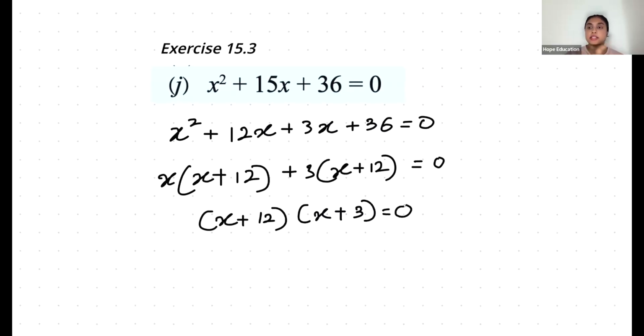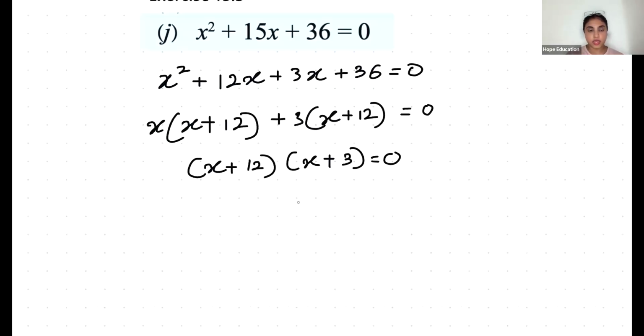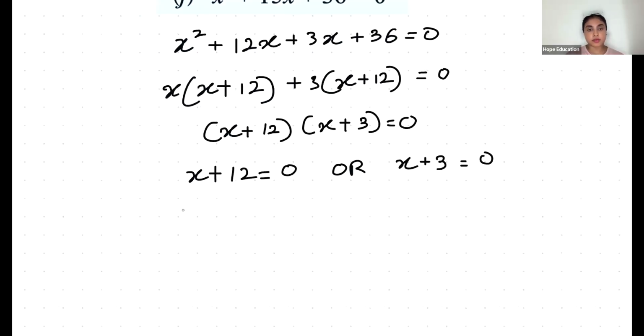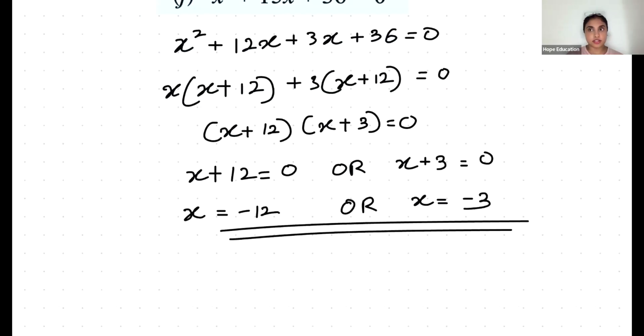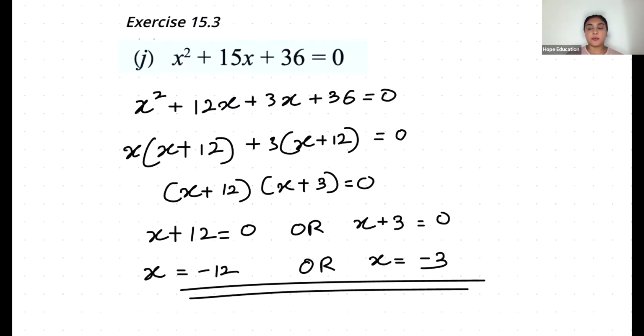So the product is 0, which means one of these two is 0. So x plus 12 is equal to 0 or x plus 3 is equal to 0. So plus 12, when you bring it to the other side, it's minus 12, or plus 3, when it's brought to the other side, it's minus 3. So this is your answer. I have gotten plenty of answers in the chat box. Very good. Now I want you to try one more before we move on to the next one.